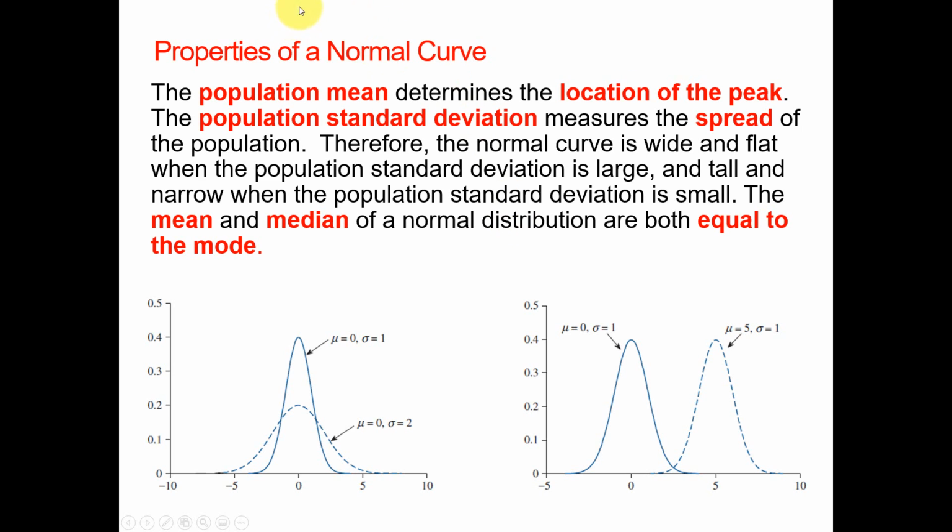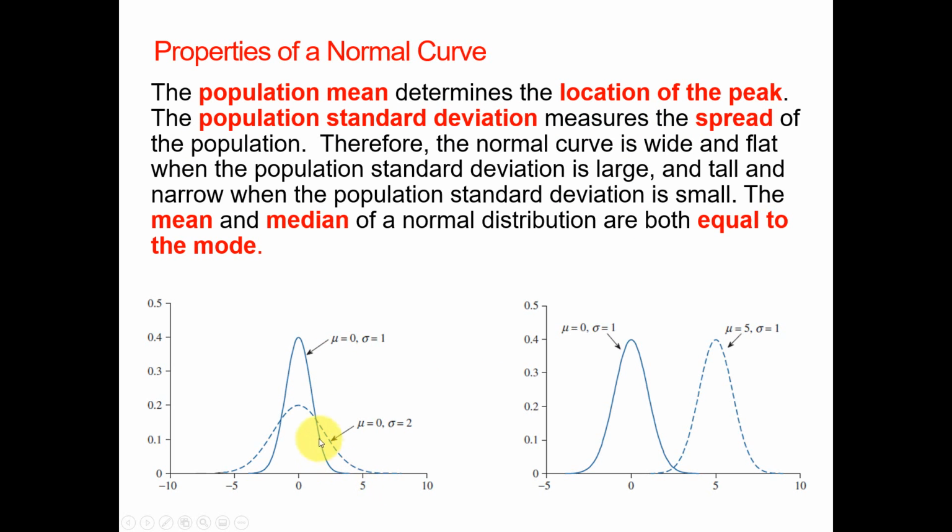So the properties of a normal curve: the population mean determines the location of the peak. Looking down here, the mean is 0 for both of these, so the peak is located right here on the x-axis at 0. While the standard deviation measures the spread.